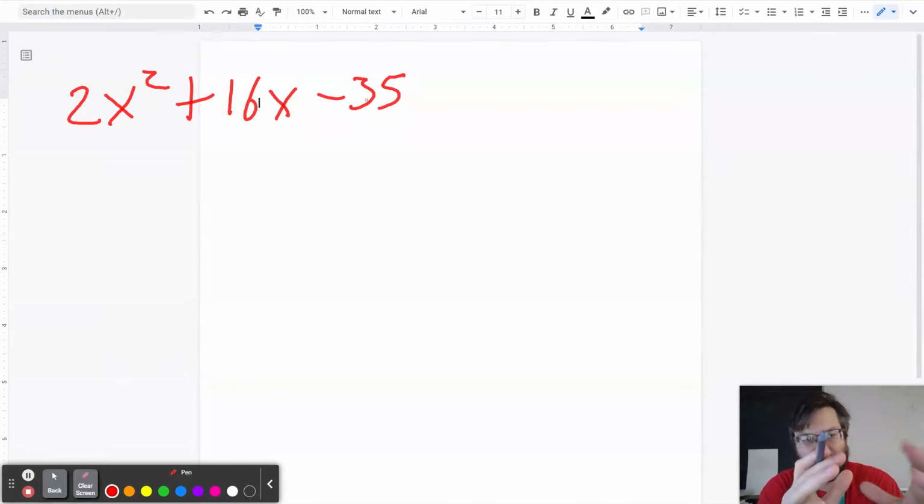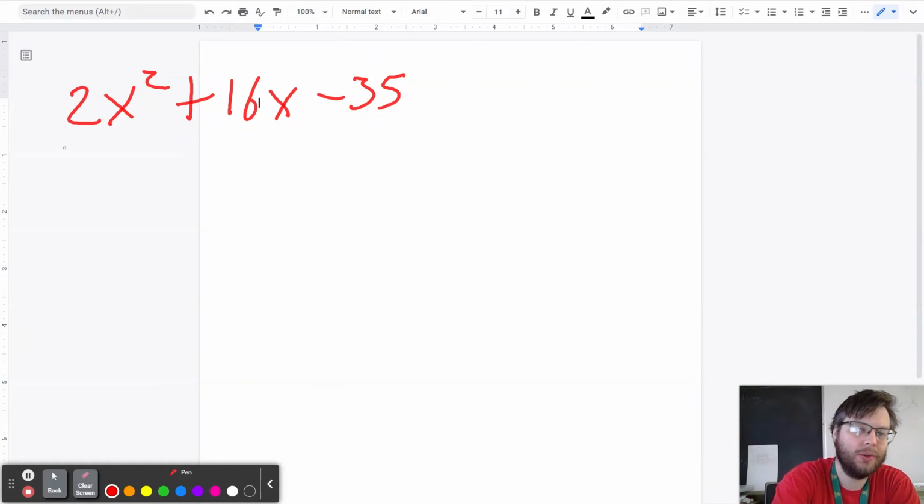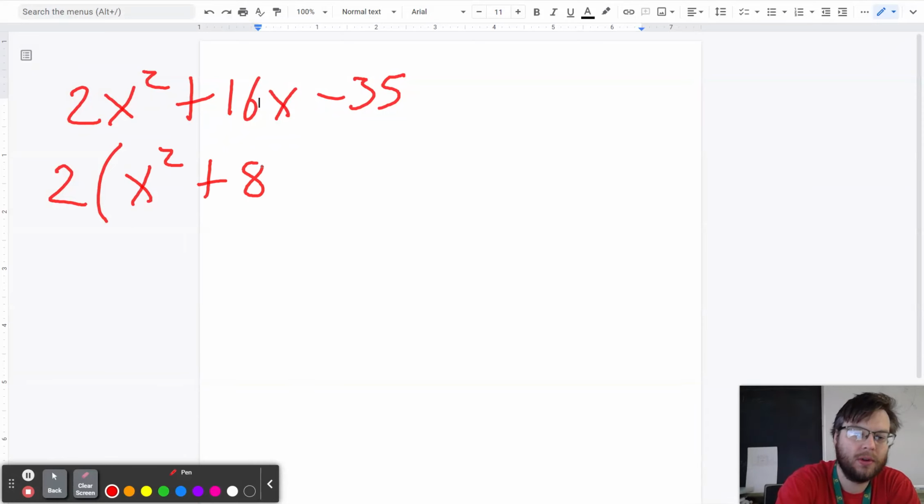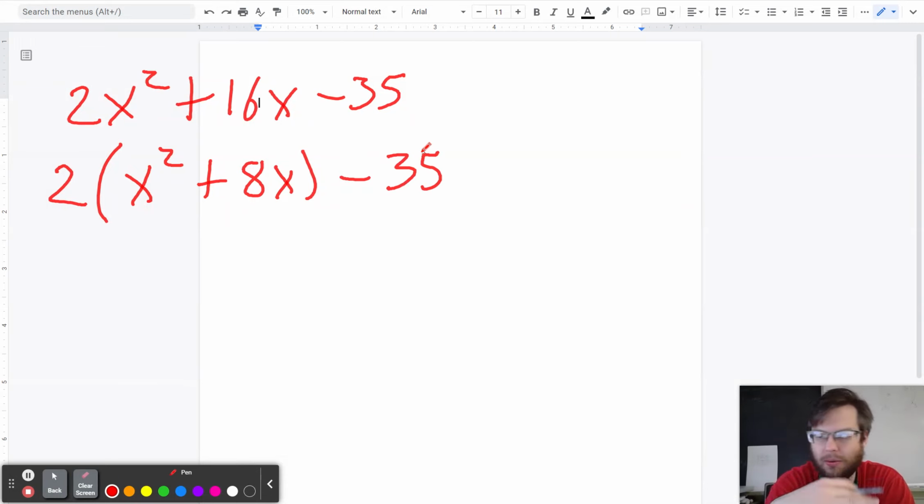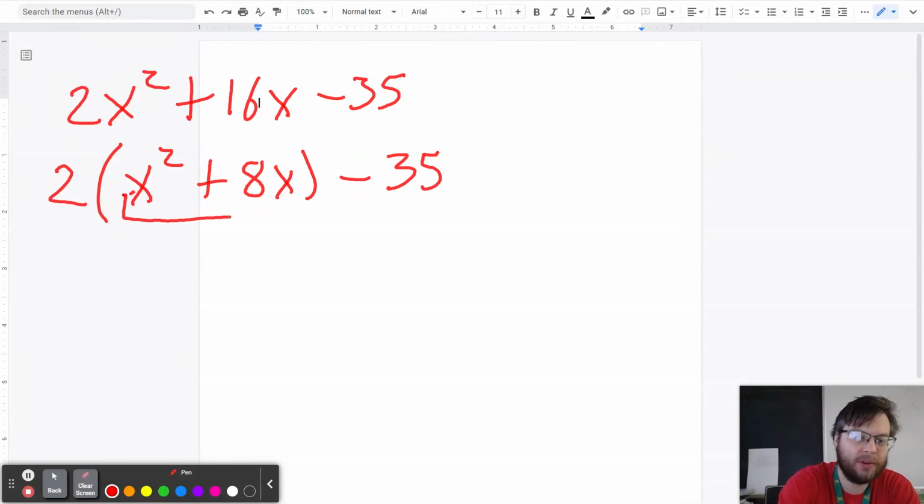Here, you can't make 2x squared into a perfect square. If you have two squares next to each other, it makes a rectangle. 2x squared is not a perfect square. So what you do is you divide the first two pieces by 2. The 35, I'm just going to rewrite because I don't want to worry about it until the end. So I divided 2x squared by 2, I divided 16x by 2, and I'm just going to do the same thing I did in the previous video, just focusing on this part inside the parentheses.